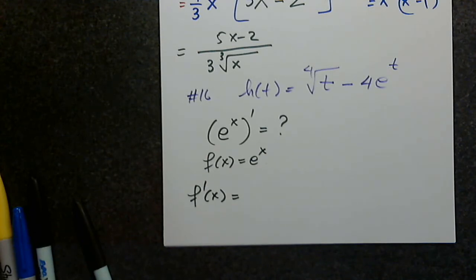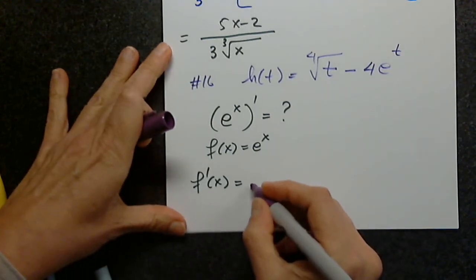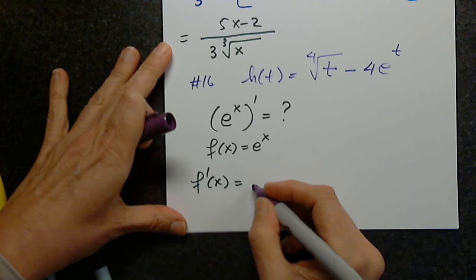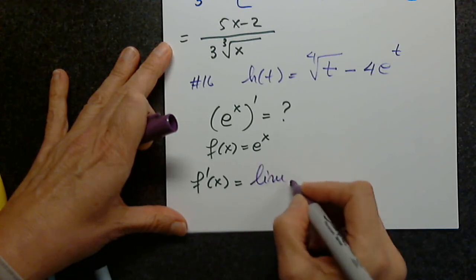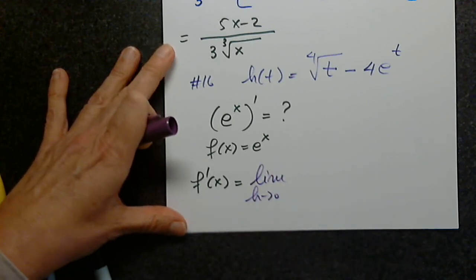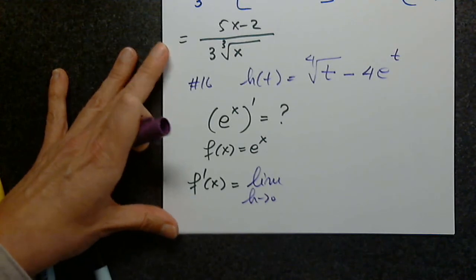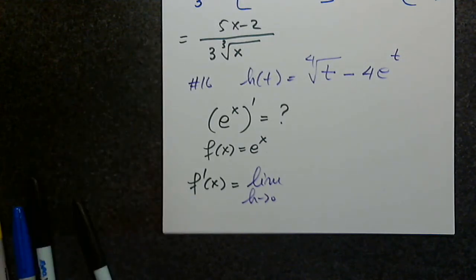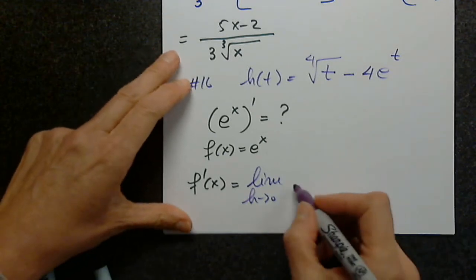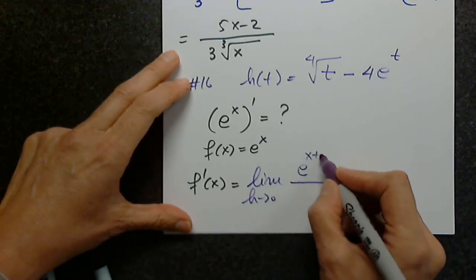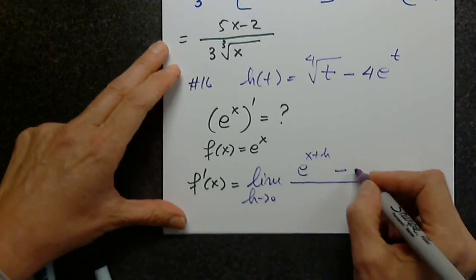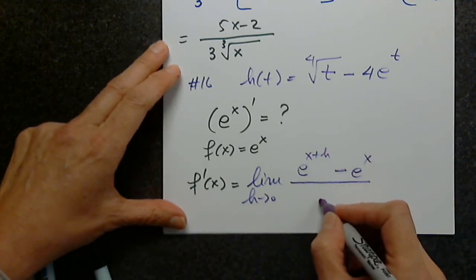Can anyone give us the definition? E to the x plus h power over h. Limit. I'm not going to write anything before you say the limit, right? The derivative is the limit. And what do we have? E to the x plus h power. Very good. Minus e to the x. Very good. Divided by h. Very good.